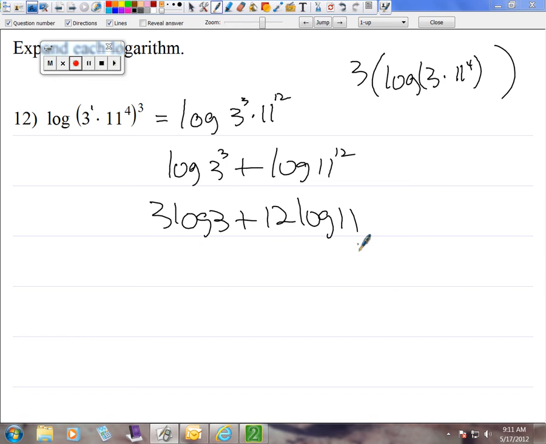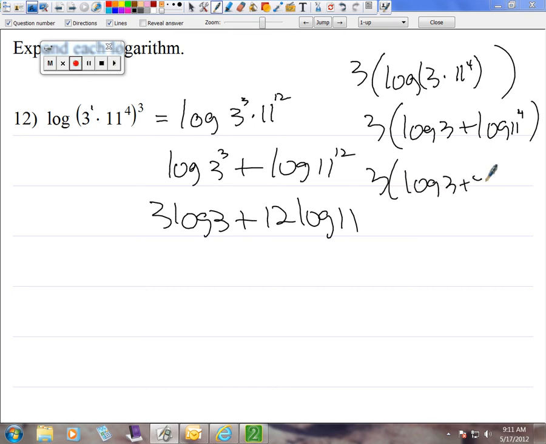Now I want you to look at this one. If I keep the 3 out here, wouldn't I separate these first? Log 3 plus log 11 to the 4th, right? Then I would do log 3 plus 4 log 11, right? The exponent goes out front.